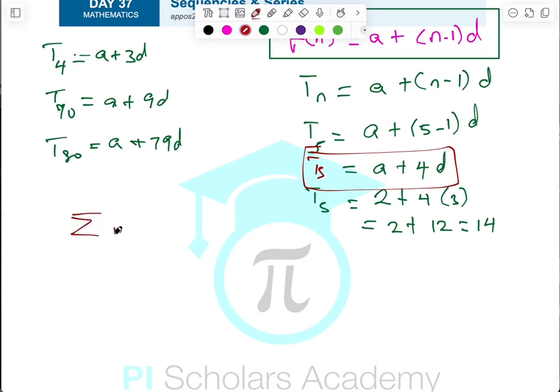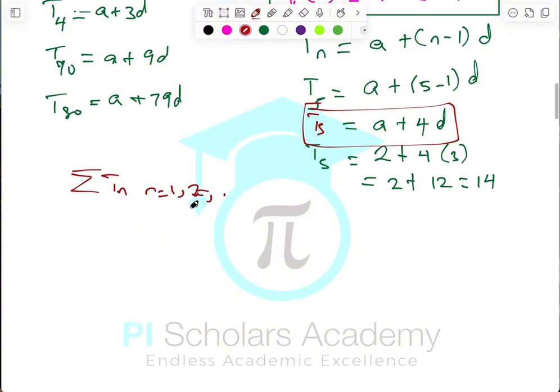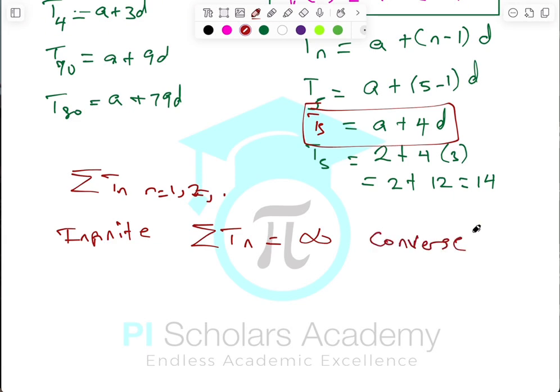So you are talking about the sum of all the terms where n goes from 1, 2, and it goes on and on. Now, if you have an infinite arithmetic progression, then the summation of all the terms will always be infinite. That means that an infinite arithmetic progression, or a sequence that is an arithmetic progression and is infinite, does not converge. They will never converge.